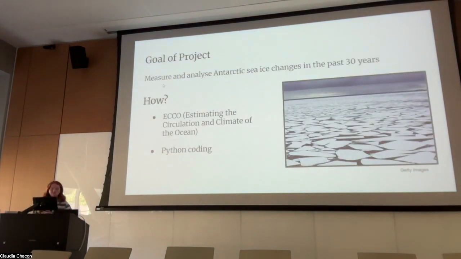The goal of this project was to measure and analyze Antarctic sea ice changes in the past 30 years. This was done using ECCO modeling. ECCO, which stands for Estimating the Circulation and Climate of the Ocean, utilizes ocean circulation models with data systems to get a complete model of the ocean systems.